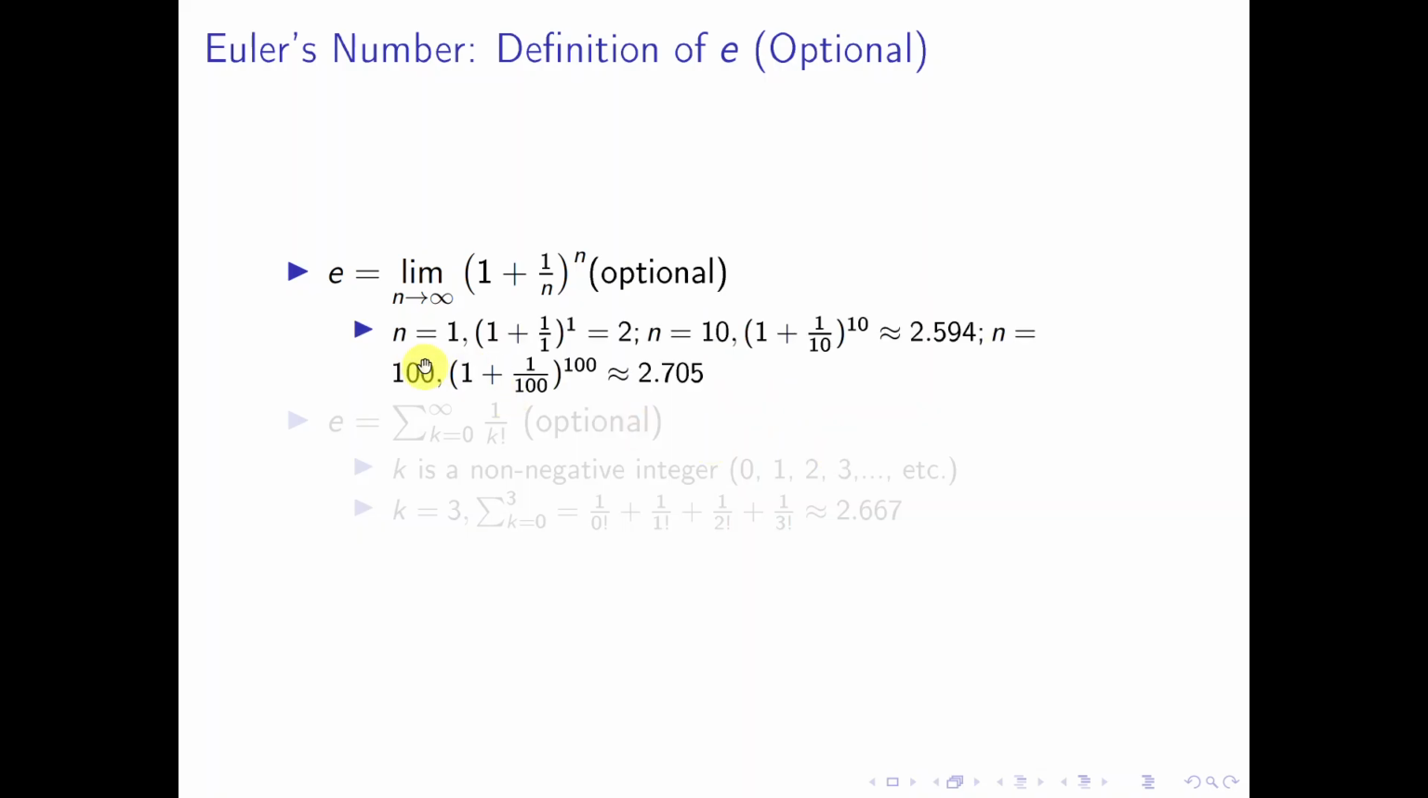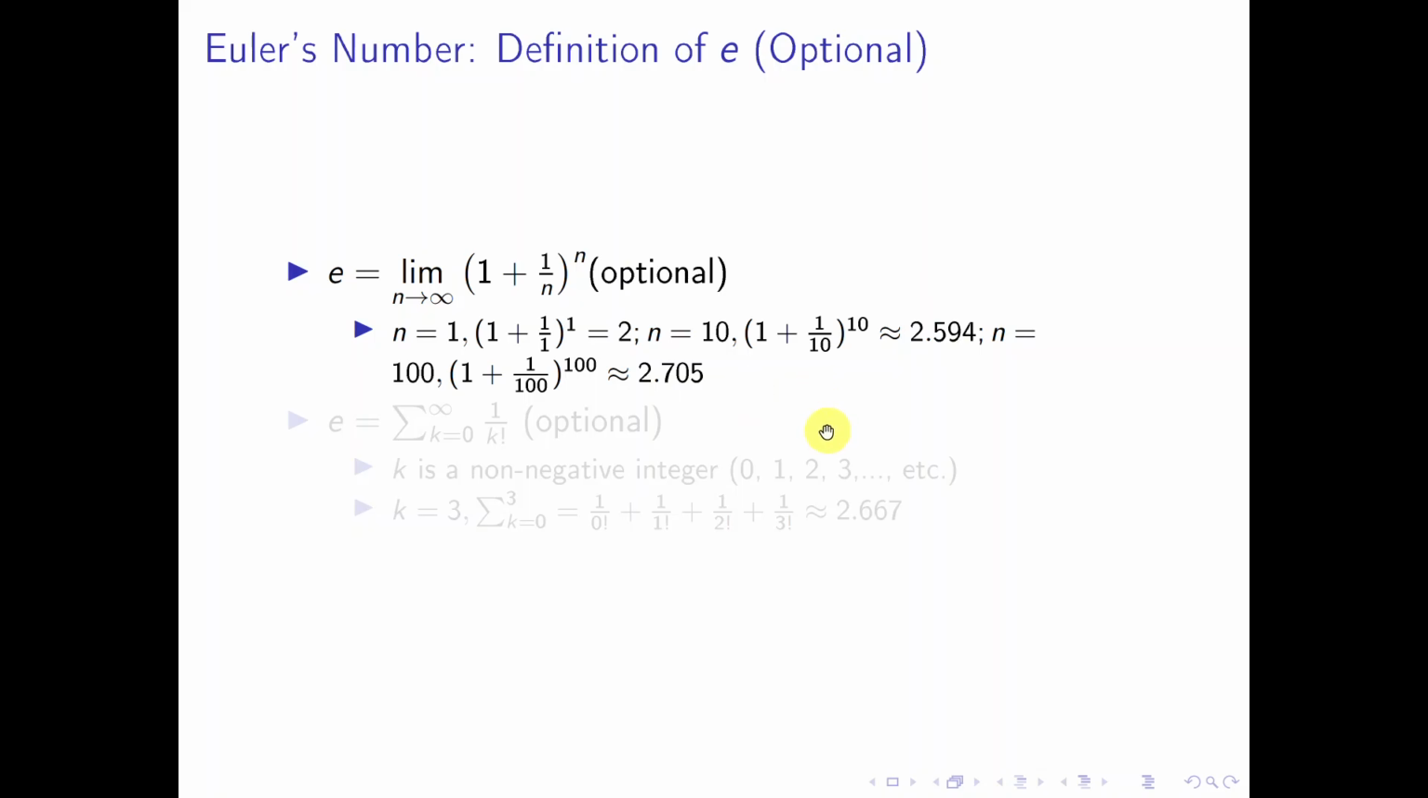Let's say n equals 1. Then we can plug in 1 here, and in the exponent, and the final number is 2. Let's increase n from 1 to 10. We plug in 10 here and 10 here. We'll get approximately 2.594. And let's further increase n from 10 to 100, by 10 fold. We'll get 2.705. So it is approximating this e, right?